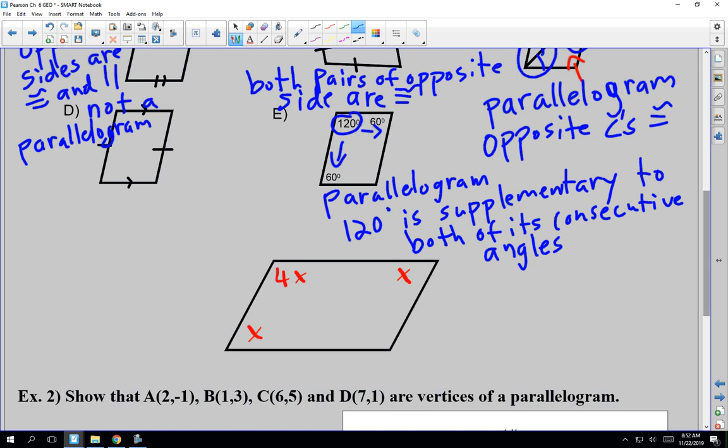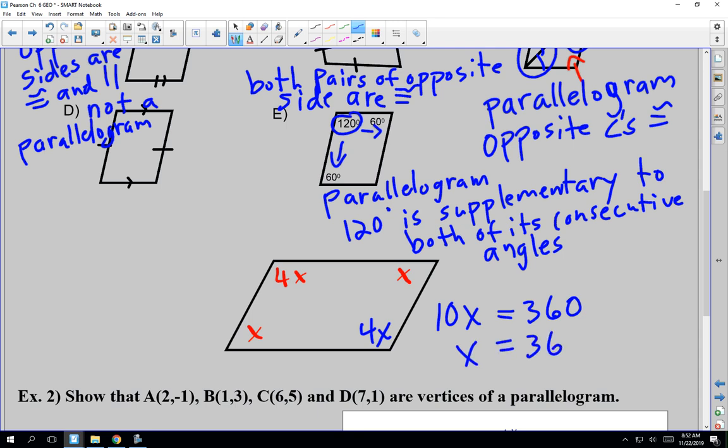To be a parallelogram, if this is 4x, this would have to be 4x over here, right? Opposite sides have to be congruent. And what do those have to add up to? 360. So we've got 4, 8, 9, 10, right? 10x equals 360, because all those have to add up to 360. So divide by 10, x equals 36.